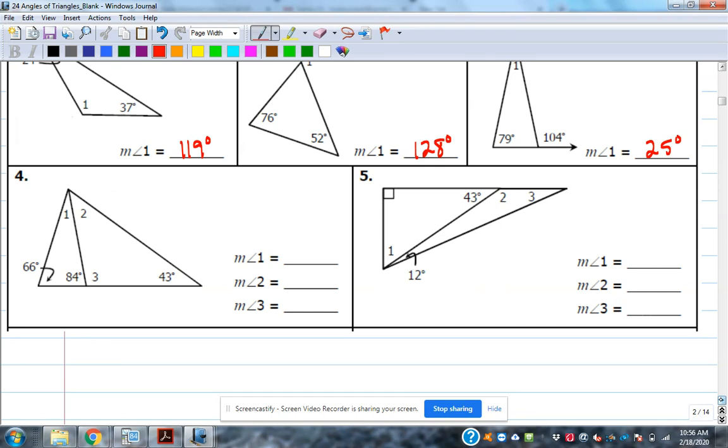All right, number 4 gets a little bit more intense. We have to find 3 different angles in this picture. We're given 2 of the angles in this smaller triangle, so those should add up to be 180 with angle 1. So 66 plus 84 is how much? 150. So angle 1 would be 30.